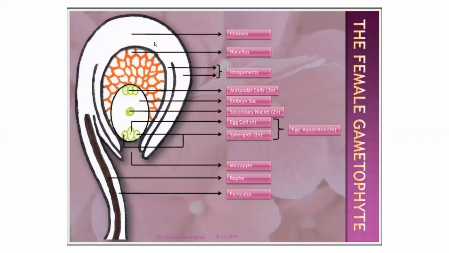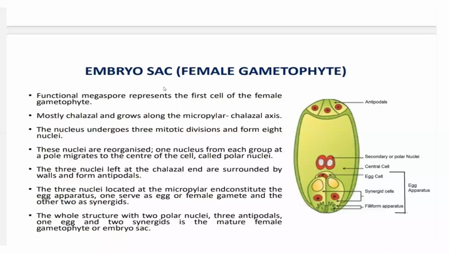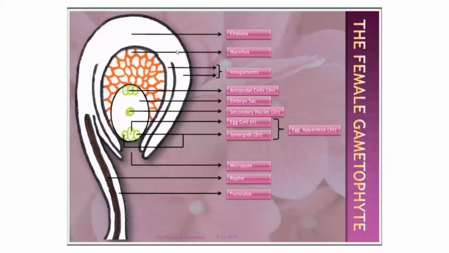The nucellus makes the main body of the ovule, which is made up of parenchyma tissue. The nucellus is the megasporangium proper, and it is surrounded by two coats, the integuments. These, parts 1 and 2, are the integuments.